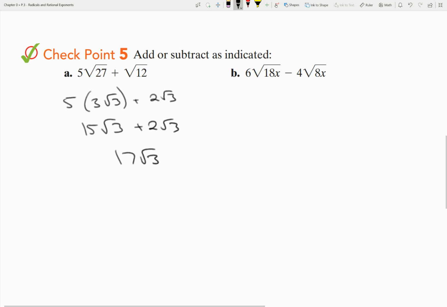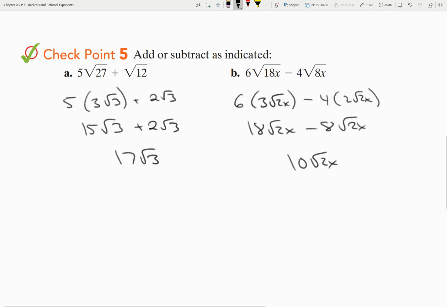Part B. So we have the square root of 18 is 9 times 2. So that's 6 times 3 radical 2x, which gives me 18 radical 2x. Let's do the second part. Square root of 8 is 2 radical 2. So that's 4 times 2 radical 2x. The 2x's are the same. So this gives me 10 square root 2x.